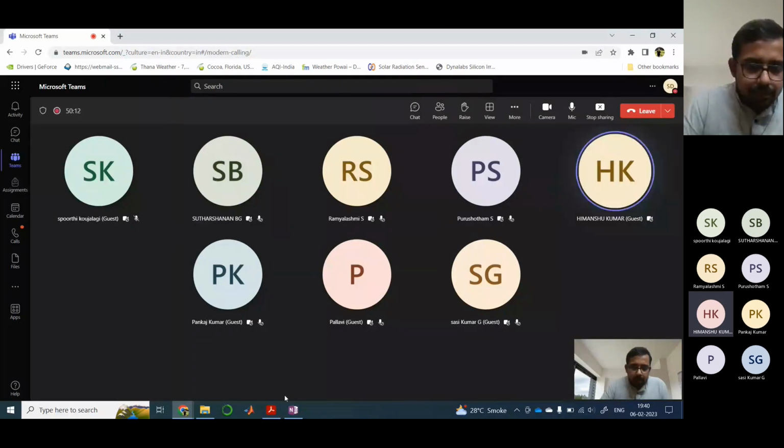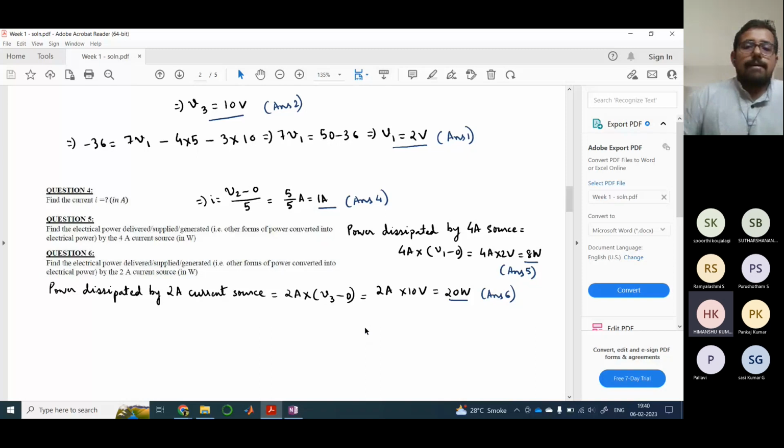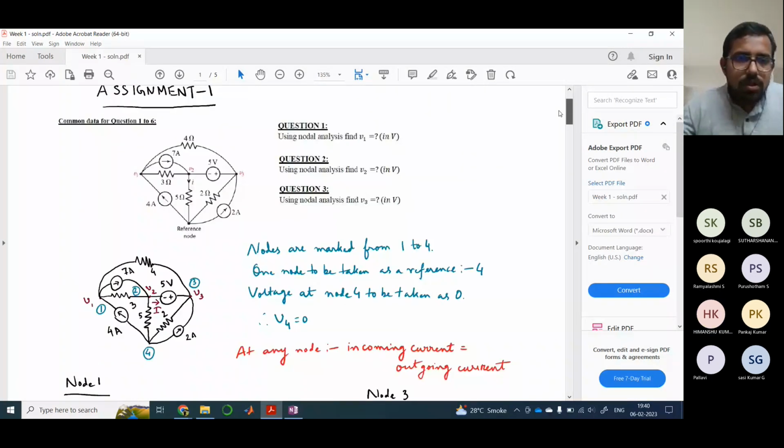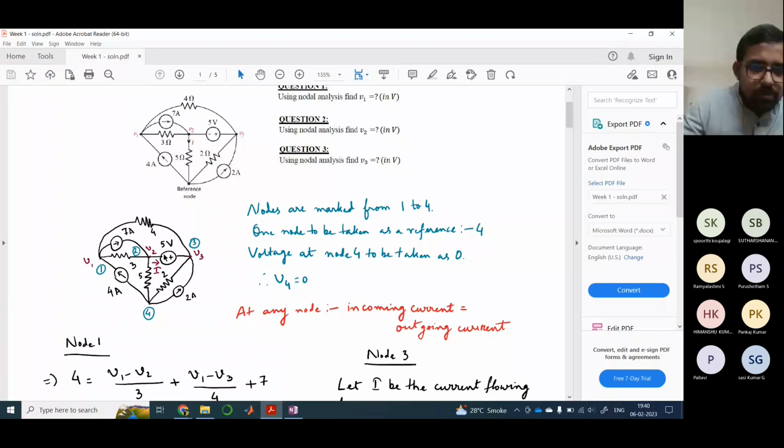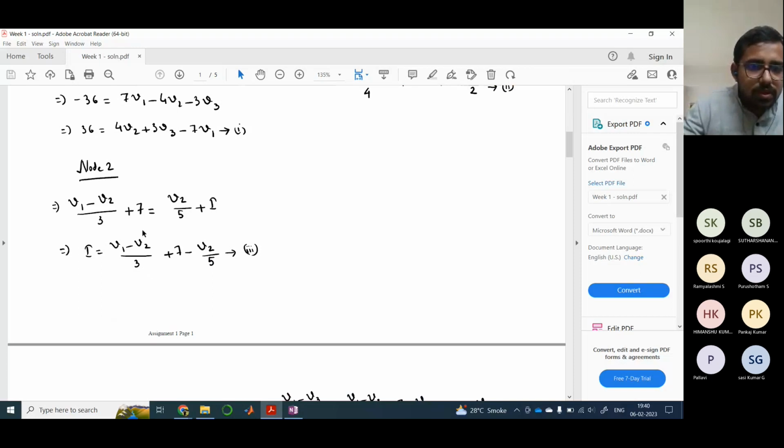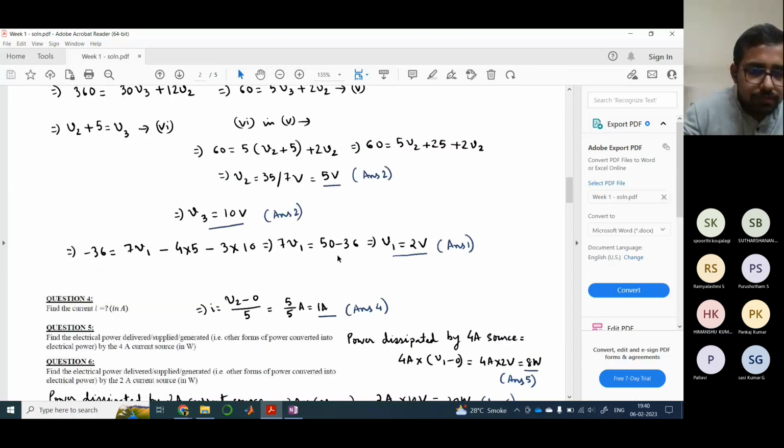So if we want to find the power generated or delivered in the 5 volt source, then what do I do? Basically, you need to find out the current flowing through this node. This 5 volt source is connected between node 2 and 3, and you have this current I flowing through it. So you need to find the value of I, and multiply I into 5. We found this earlier, so this was the equation of I. Okay, clear, sir. Okay, thank you, sir.